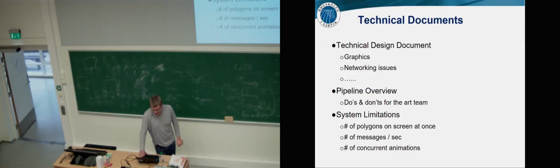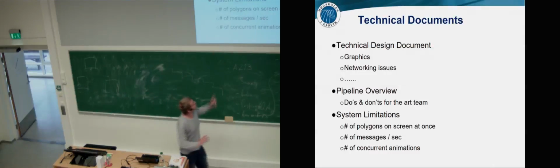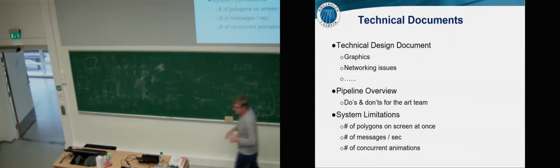More important is that I personally have a tendency to look at those things more scrutinously, like the technical documents. The requirements need to be well designed. What kind of challenges are we dealing with? What are potential networking issues? What are the do's and don'ts for the art team? What can't we support? What formats, for example, right? Of the produced sketches and so on. And what are the system limitations?